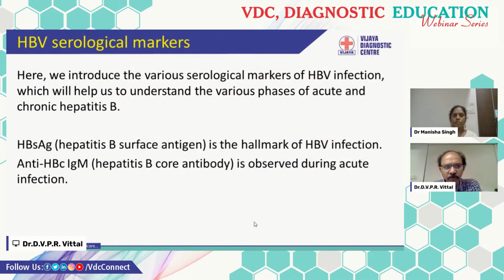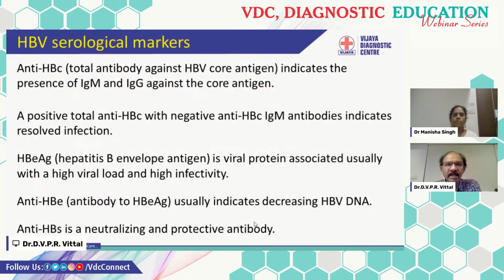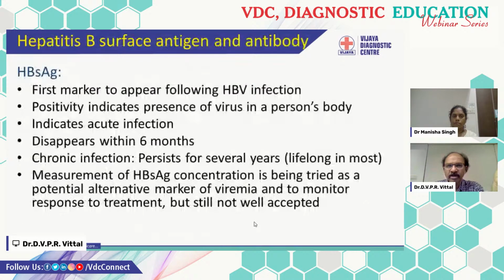As I told you, these are the antigens which are present in hepatitis B virus, as well as the immune response producing the antibodies against the viral antigens, which give protection to the particular patient who is infected. Now, after introducing these few antigens of the virus, let us go to the markers of hepatitis B in detail.